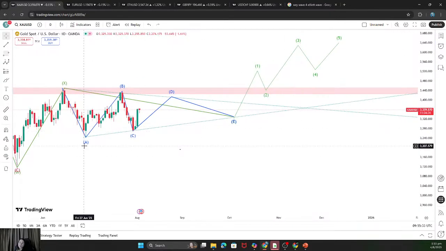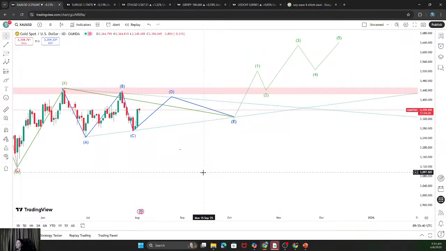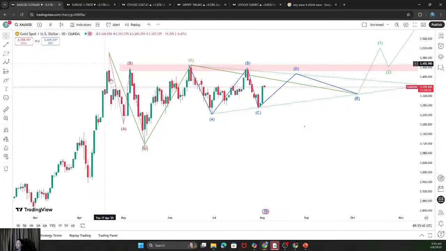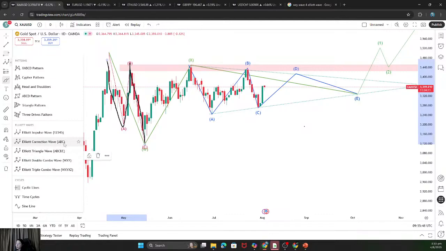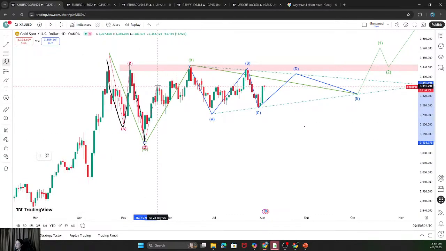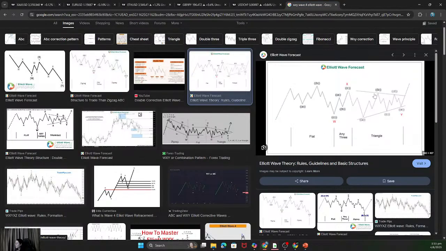My analysis is based on this: flat, any three, and triangle. We've got the flat, followed by any three, A, B, C, followed by a triangle. This is basically the pattern that I'm going to follow right now.